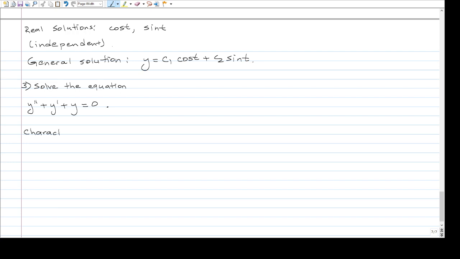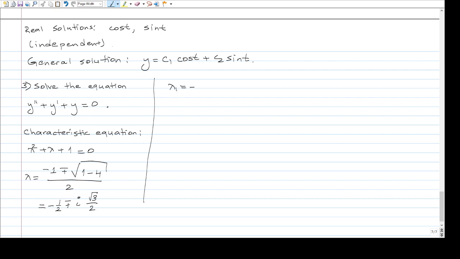So again, we consider the characteristic equation. Lambda squared plus lambda plus 1 equal to 0. So to find the solutions, we can use the quadratic formula. Lambda is equal to minus 1 plus or minus square root of 1 minus 4, divided by 2. So this is minus 1/2 plus or minus, this is minus 3, so i times square root of 3 over 2. So the complex roots, the first one is minus 1/2 plus i times square root of 3 over 2. And the second one is lambda 1 bar, the complex conjugate, minus 1/2 minus i times square root of 3 over 2.